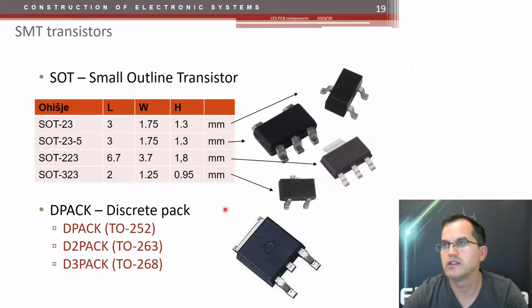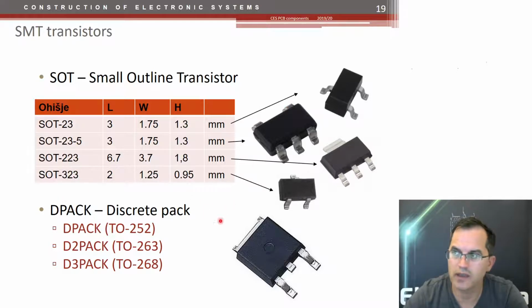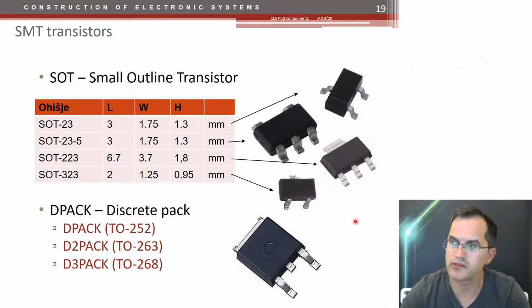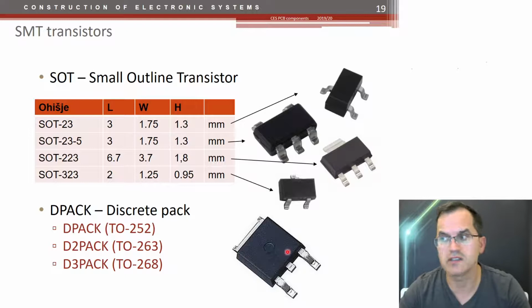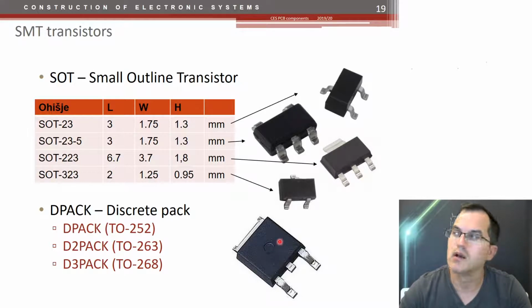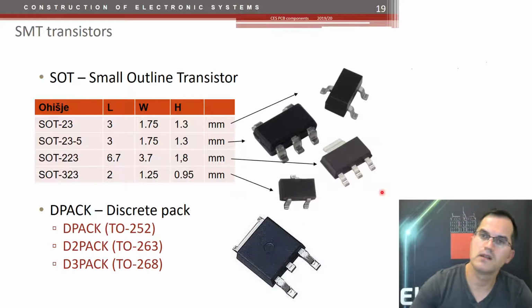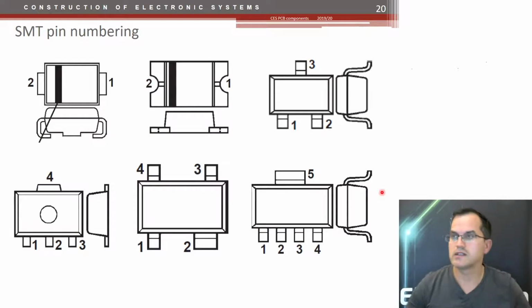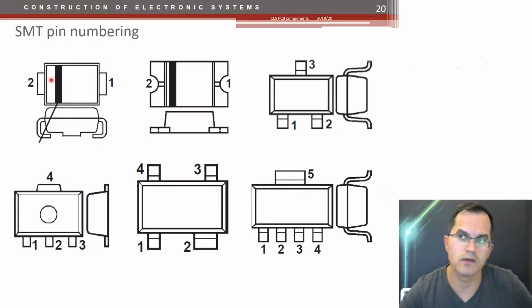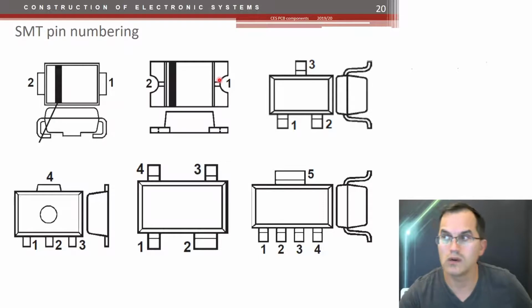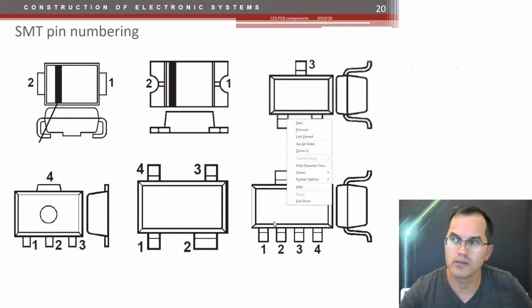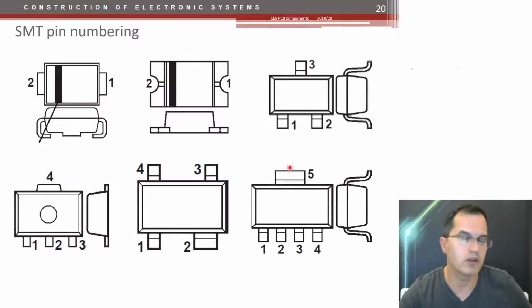The other type of SMT transistor is the discrete package, DPAK, and it is intended for high power transistors or some integrated circuits as well, for example linear voltage regulators. Okay, the pin numbering always starts with the positive terminal when 2 terminals are used, or if there are more than 2, then you always start at the bottom left and go counterclockwise.